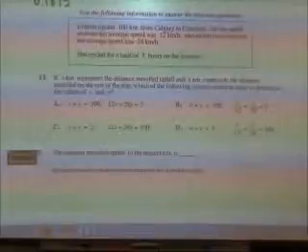Lisbeth cycles 100 kilometers from Calgary to Canmore. On the uphill section, her average speed was 12 kilometers per hour, and on the rest of the trip, her average speed was 28 kilometers per hour. She cycled for a total of 5 hours. If x represents the distance traveled uphill and y represents the distance traveled on the rest of the trip, which of the following systems could be used to calculate the values of x and y?